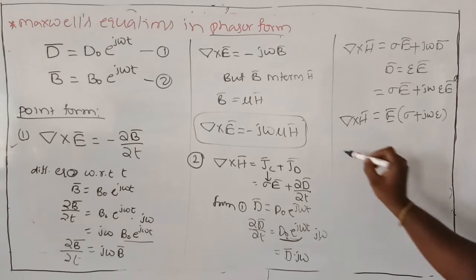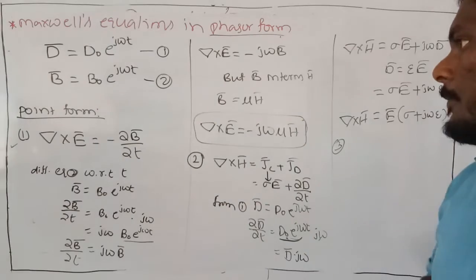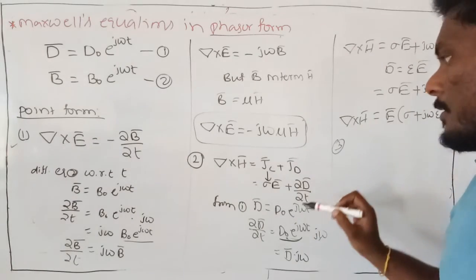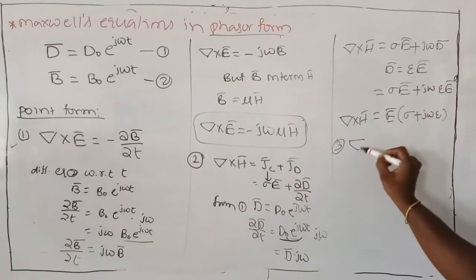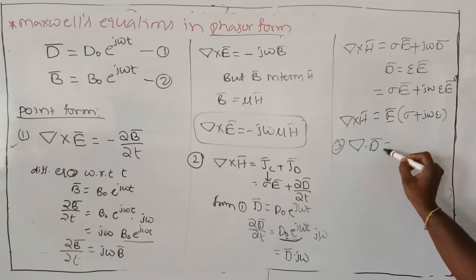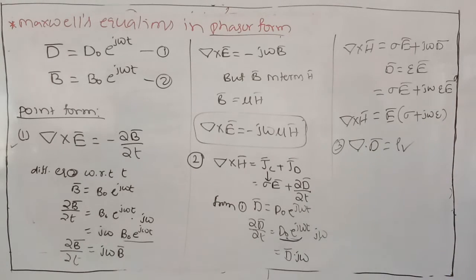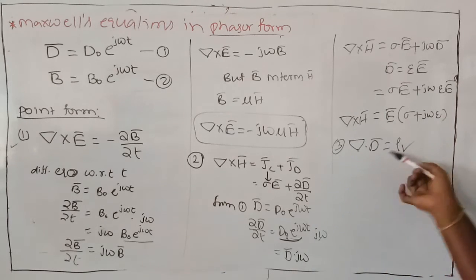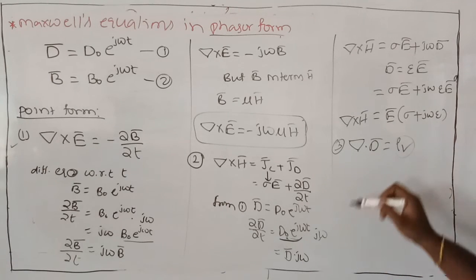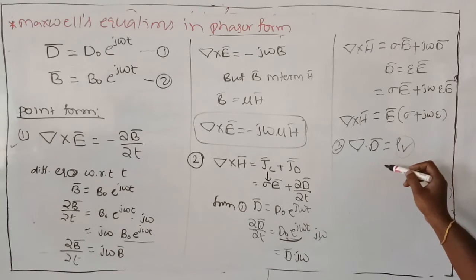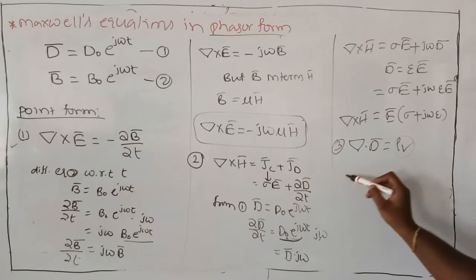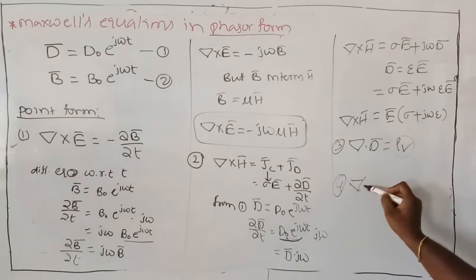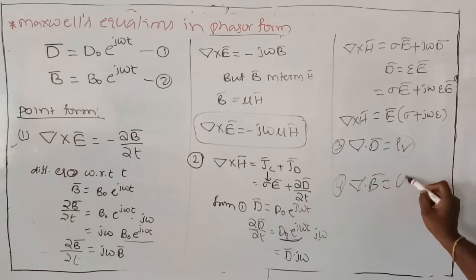Next, third and fourth. What is the third Maxwell's equation, derived from Gauss law for electrostatics? That is del dot D bar is equal to rho v. As there are no differentiation terms in the expression on the right side, it is not possible to convert. Similarly, Gauss law for magnetostatics, del dot B bar is 0, is not converted.